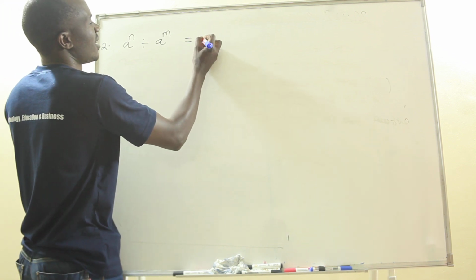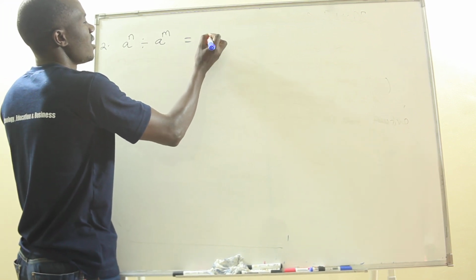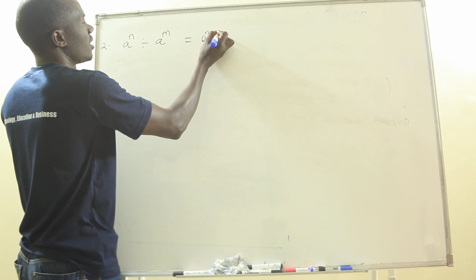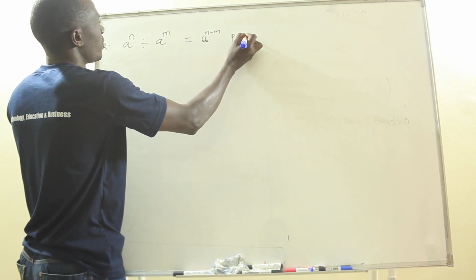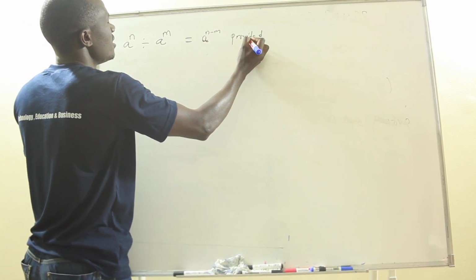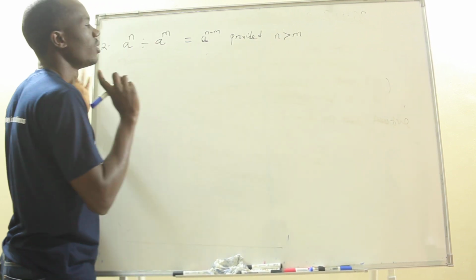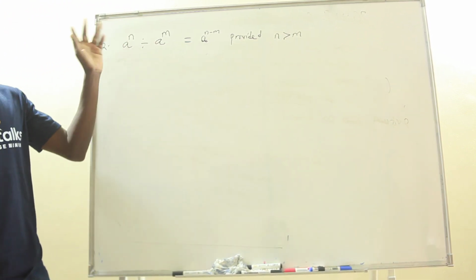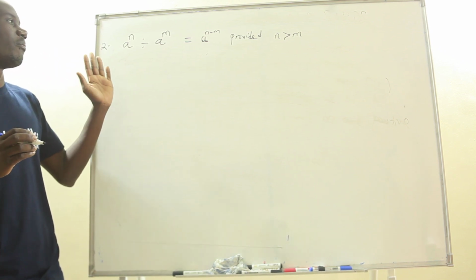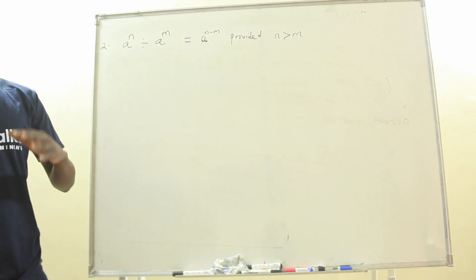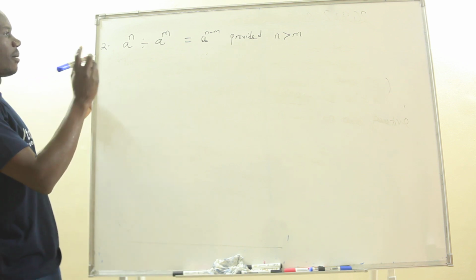So we just say a power n minus m, and here we shall say provided n is greater than m. This one only applies when the first one has a bigger power than the second one. So that's what happens to the second law.